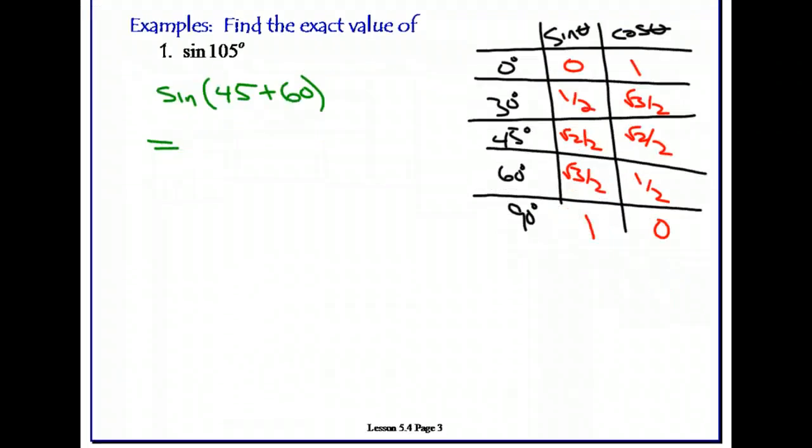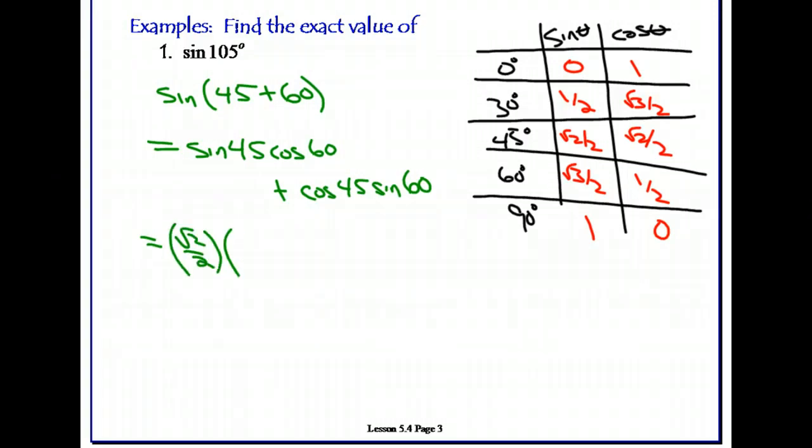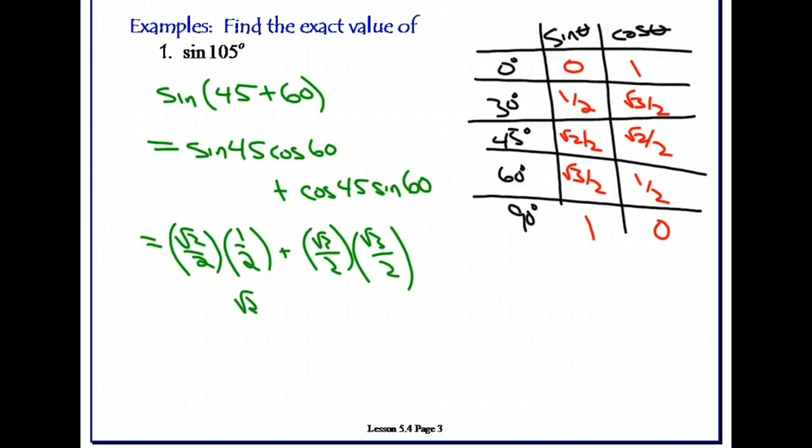See if we can go back to our problem here. So it goes sine a cosine b plus cosine a sine b. And once you've written your formula, it's just a matter of looking these values up in your chart. Sine of 45, root 2 over 2. Cosine of 60 is a half. Cosine of 45 is root 2 over 2. And the sine of 60 is root 3 over 2. And again, just like the cosine section, when you multiply square roots, I get square root of 2 over 4.